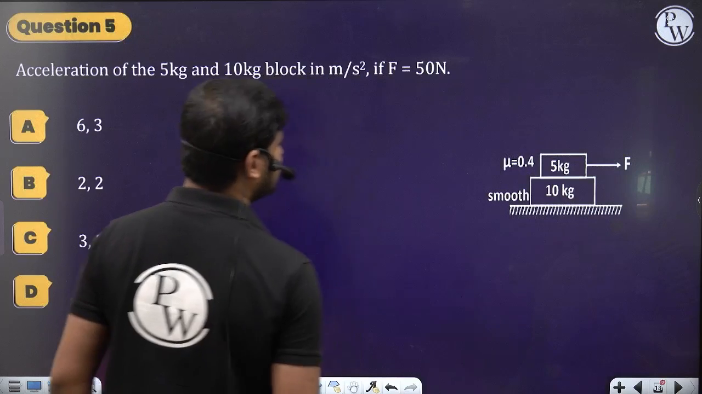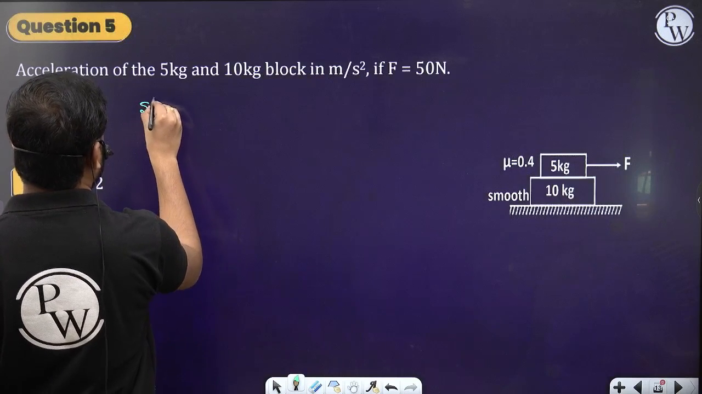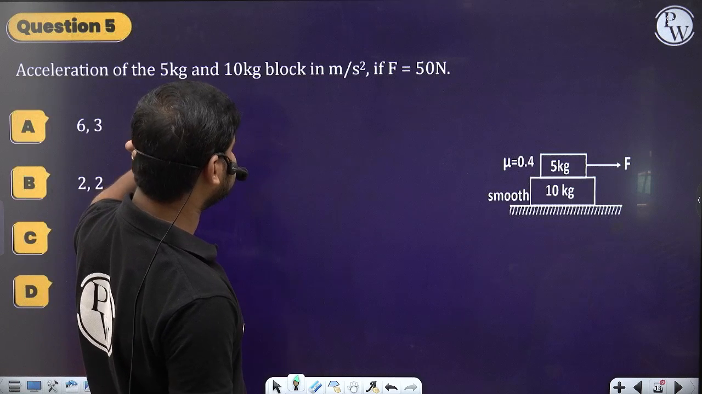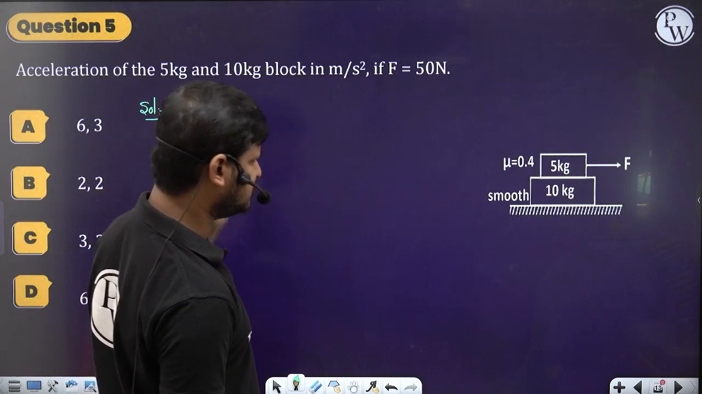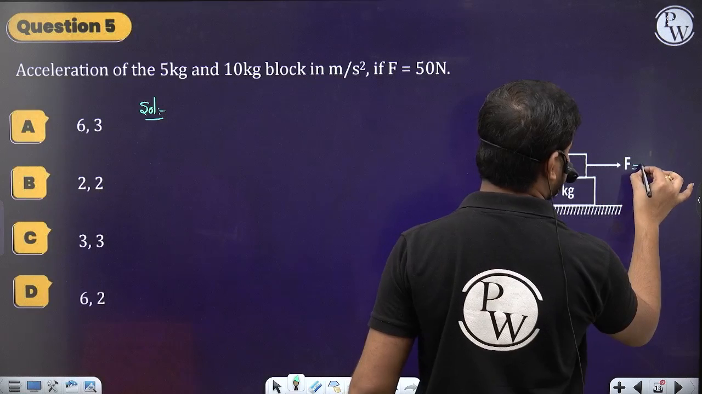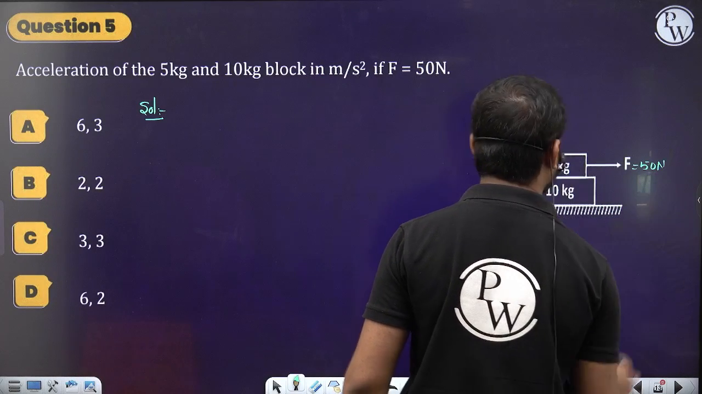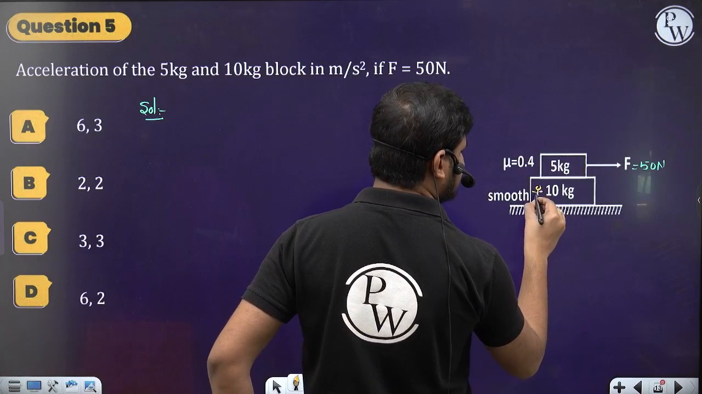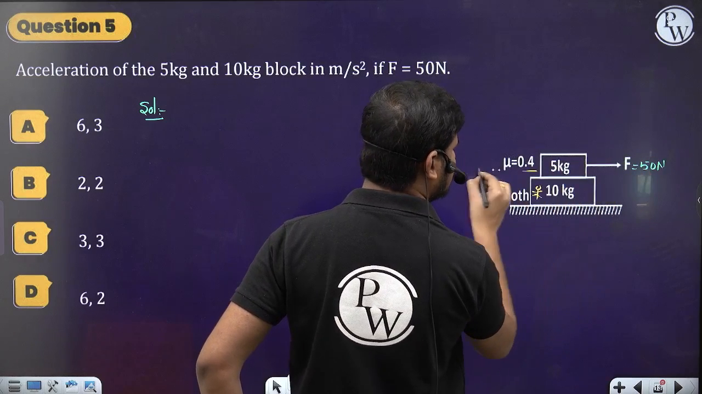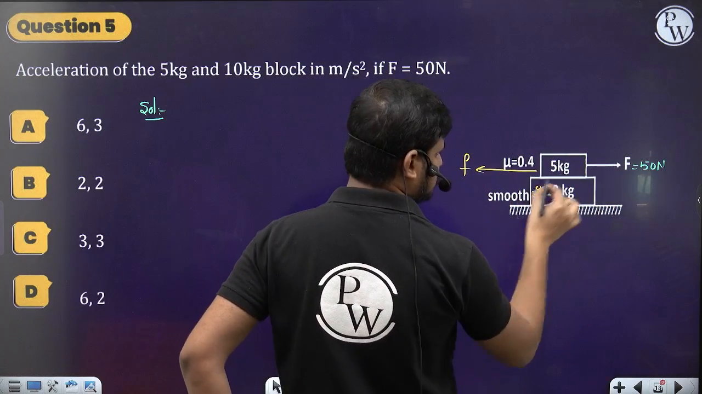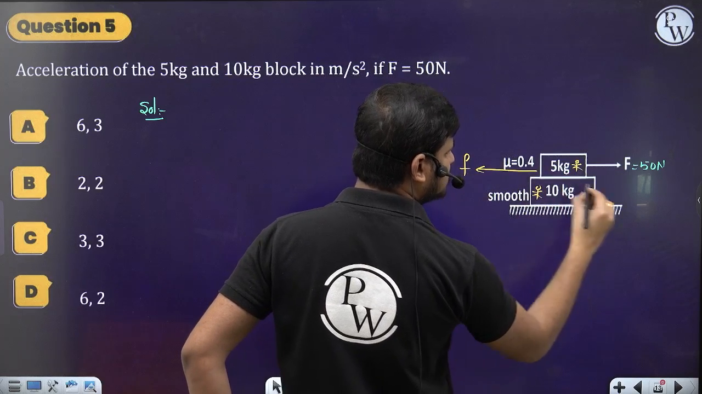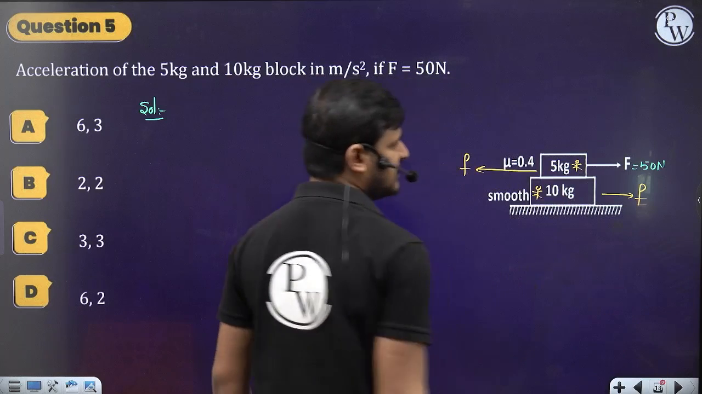So try to understand this question. Here, find the acceleration of the 5 kg and 10 kg block in meter per second square if F applied is 50 newtons. Same kind of question. You can solve it easily. See here, this is a 50 newtons applied force. So first thing, if you consider this as a frame of reference, this is moving to the right side, so the friction should act on the left side. If you consider this as a frame of reference, this seems to be moving backward, so the friction acts on this right side.